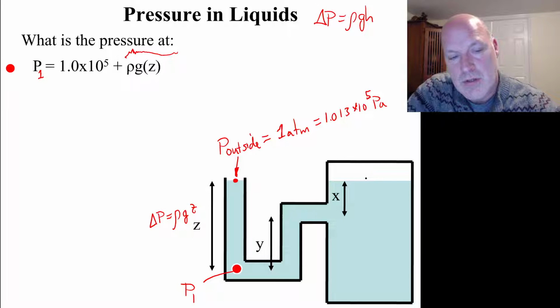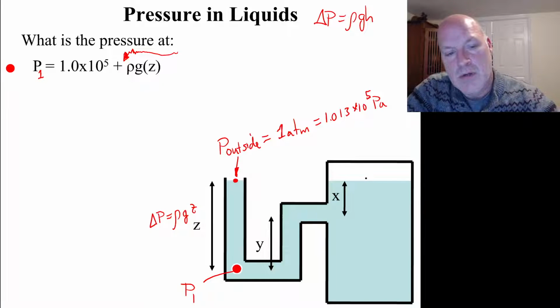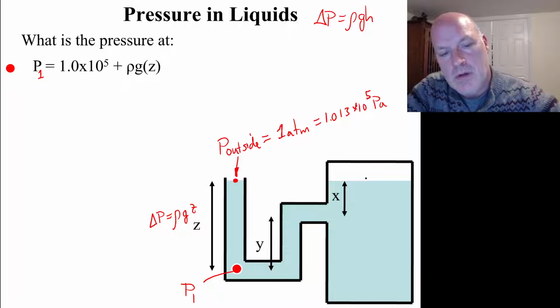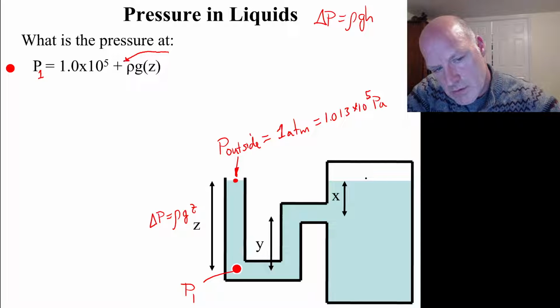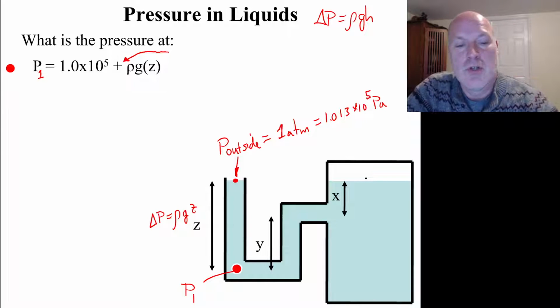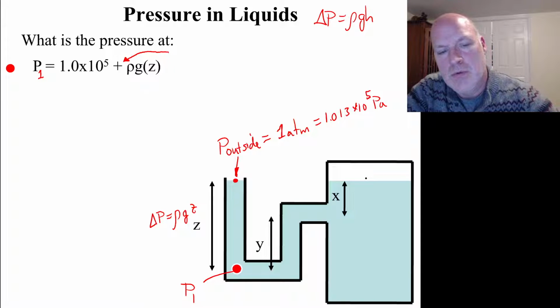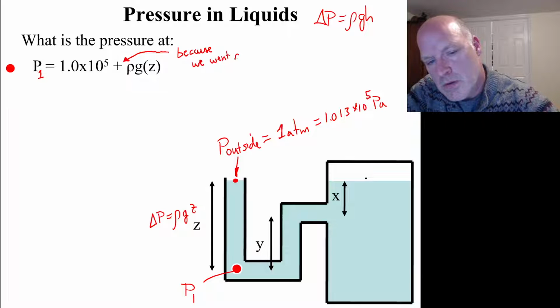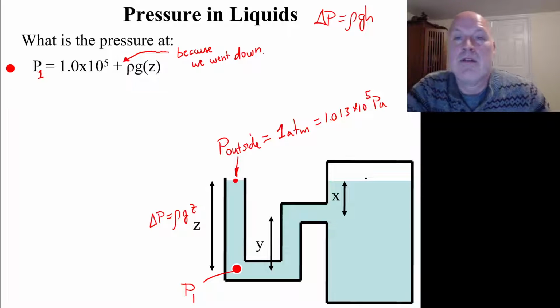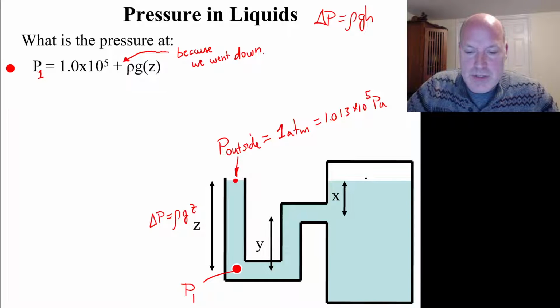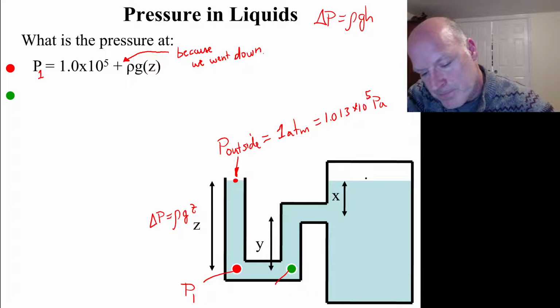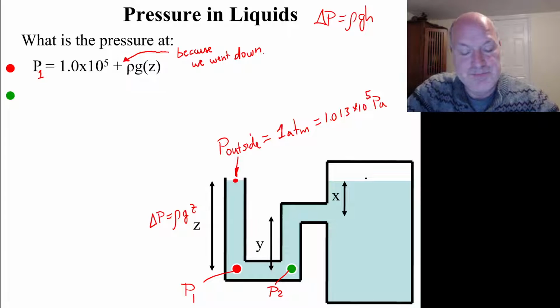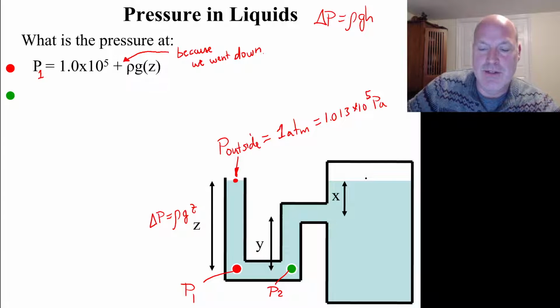And so this is important, important because we went down. Okay, that's important to understand. Next, what's the pressure at the next point right there, let's say P2, pressure 2? We're going deeper into this vessel. So I guess the pressure is going to get more, right?